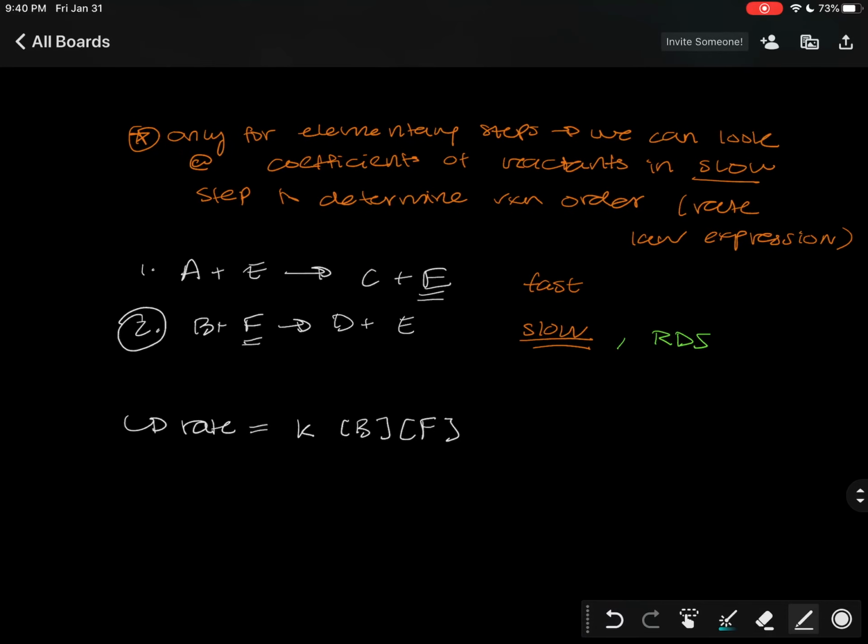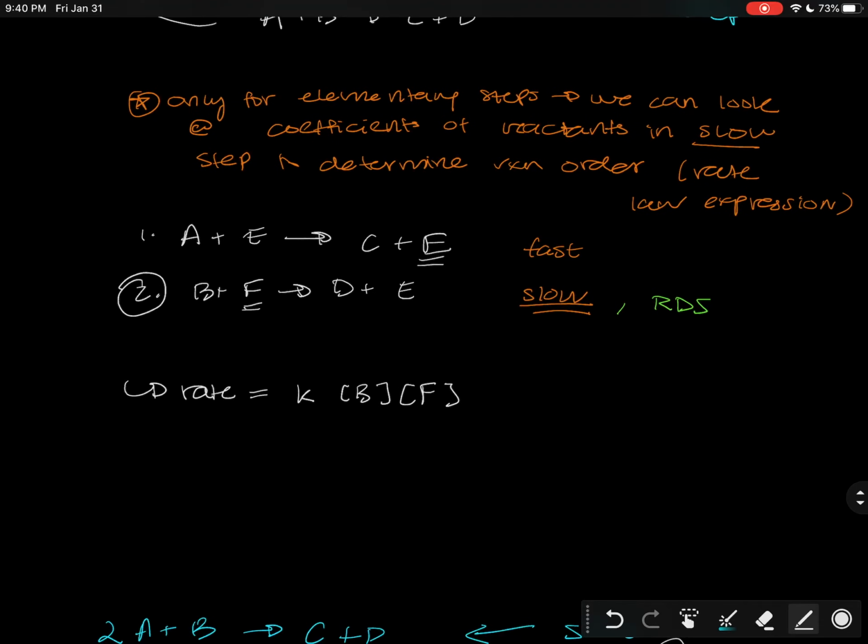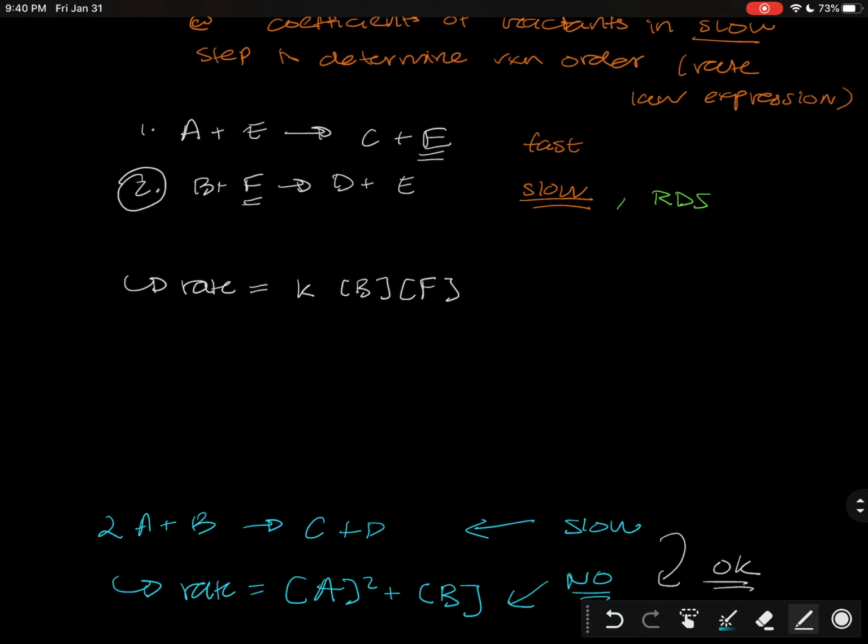So just remember that only for elementary steps can we actually look at the coefficients in only the slow step to determine the reaction rate law expression.